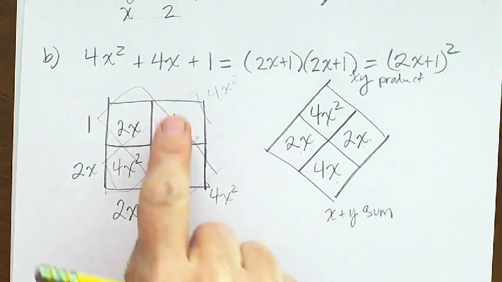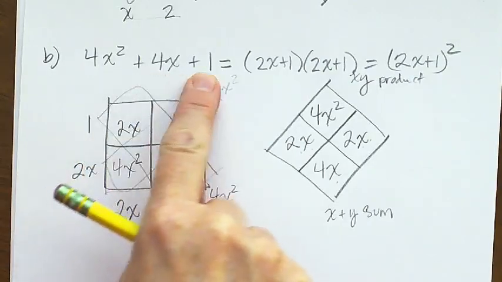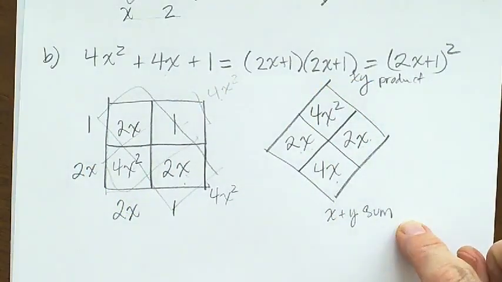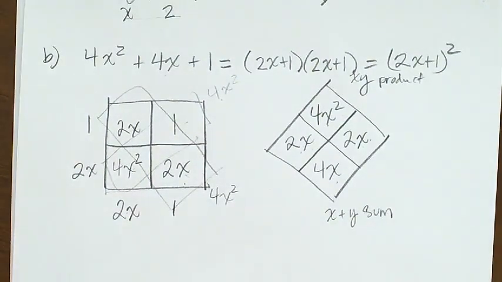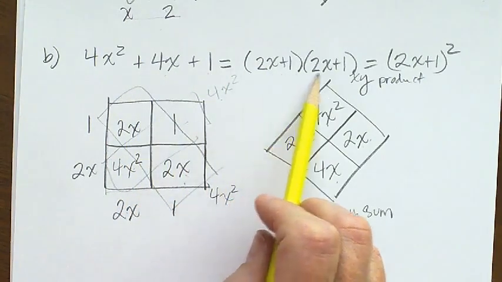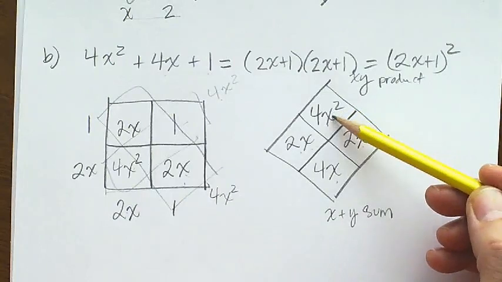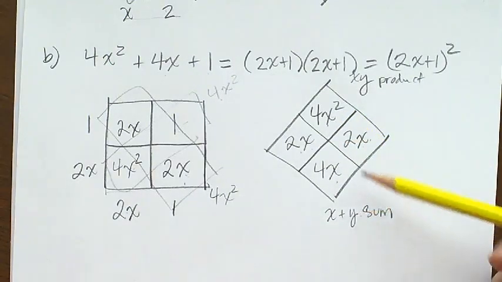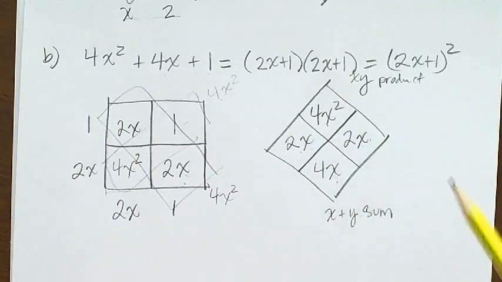Now it might be a little confusing because this is the sum, this is the product, and then we're using the words product and sum on our diamond. So you may want to just think about, what does product mean? Product means you're multiplying, sum means you're adding. This is the area as a sum, this is the area as a product. In the diamond, you're using the product and the sum to find your missing terms.